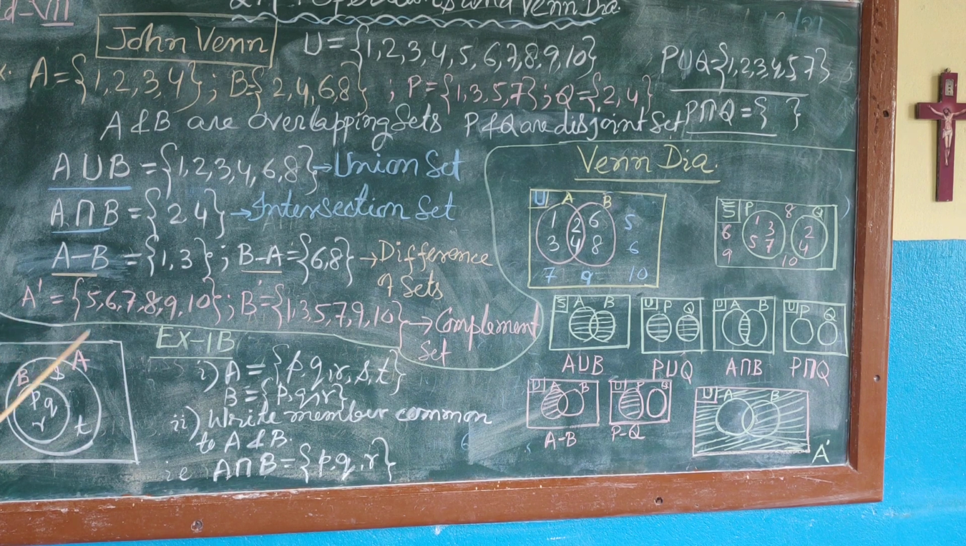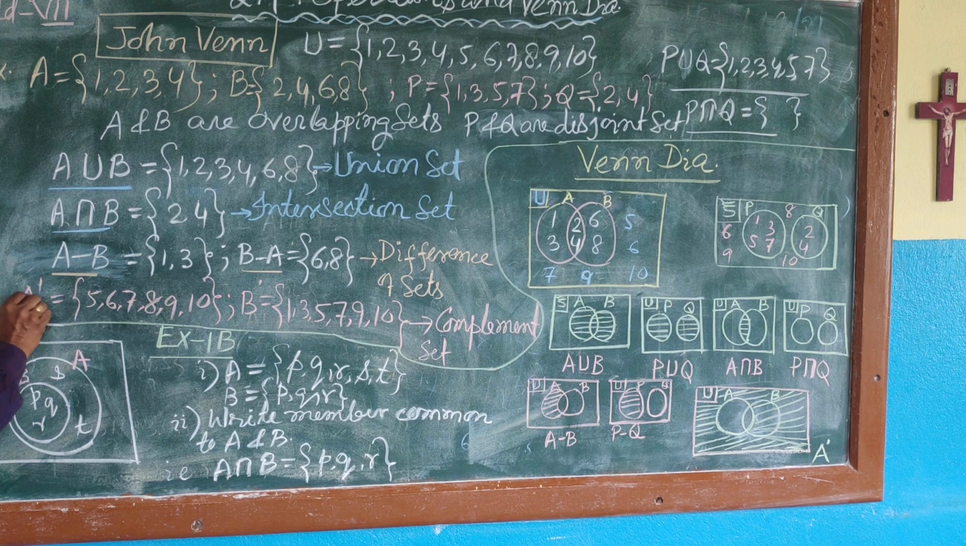A complement. Usually the complement sign is given by one dash. See, I have put a dash here, a small dash. This can be the complement sign. It can be the complement sign, and you can make it A then power C also. That also can be the complement sign. So if you see a different sign in any other book, don't get confused.